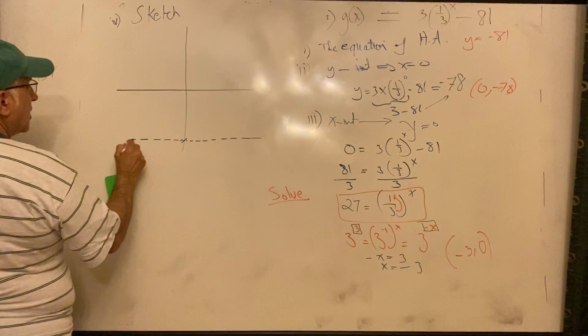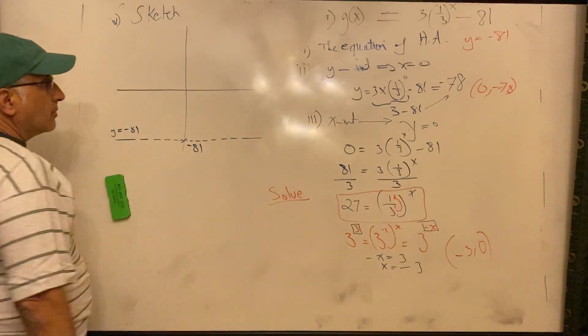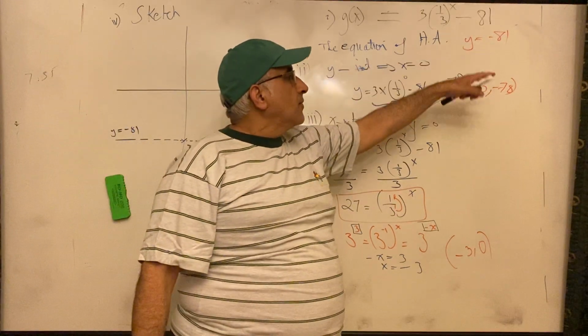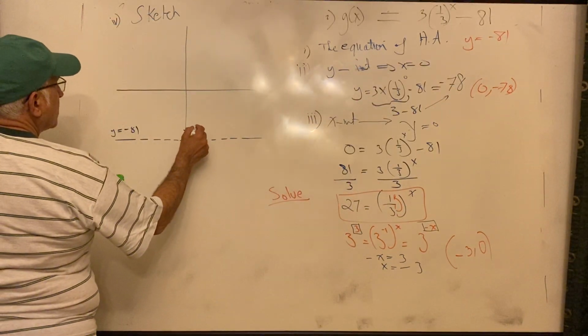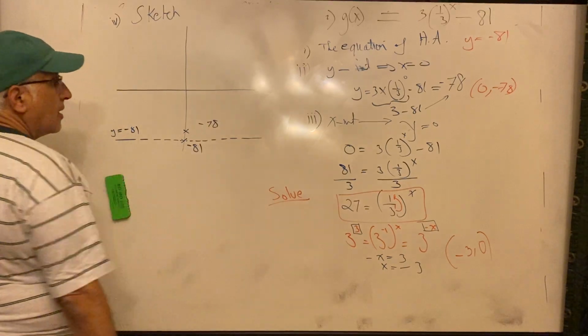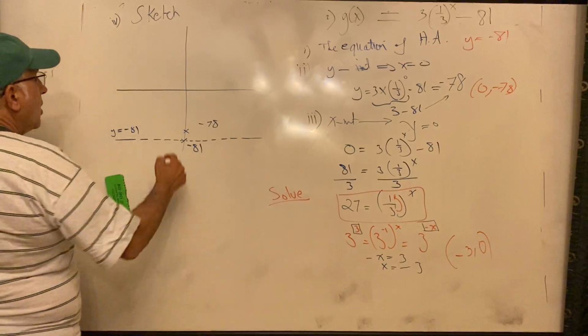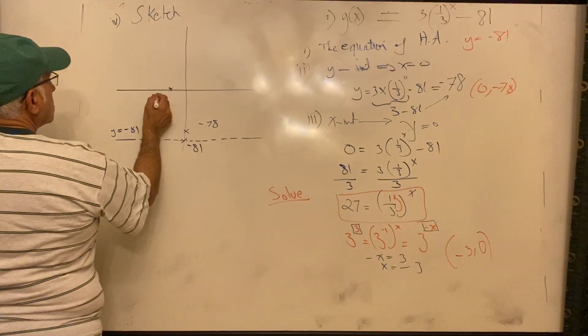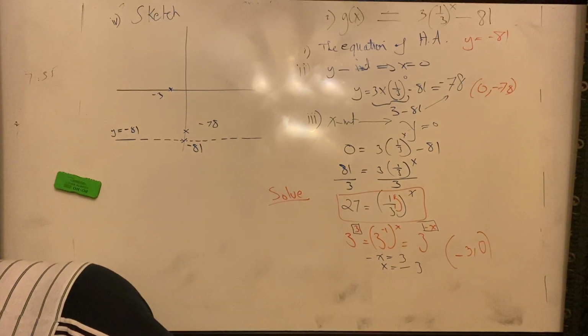You don't have to start saying y equals negative 81. That's the point, negative 81. Ta-da! 0, negative 78. Well, if that's negative 81, that's negative 78. And the other point is negative 3 and 0. Where is that? Well, if that's 78, somewhere here is supposed to be negative 3. All right?